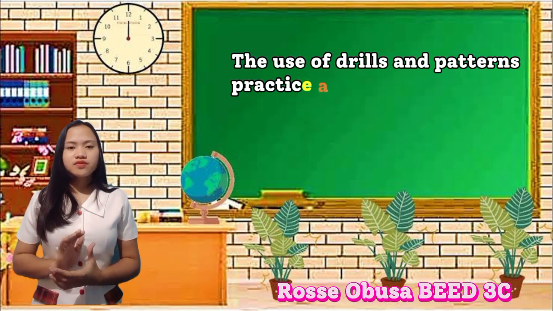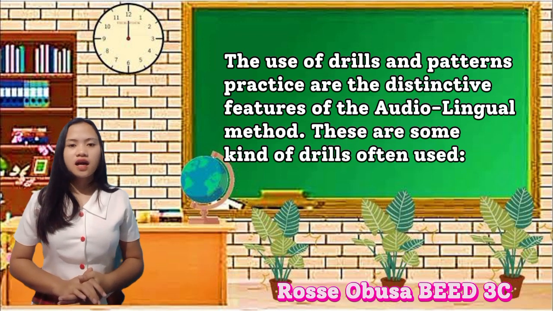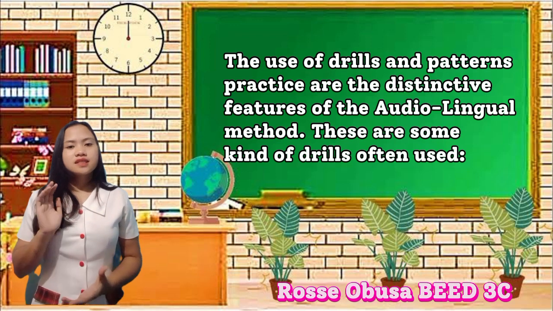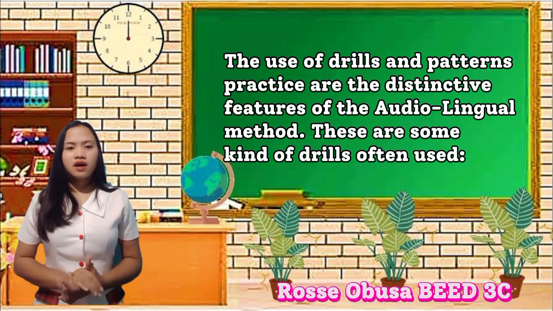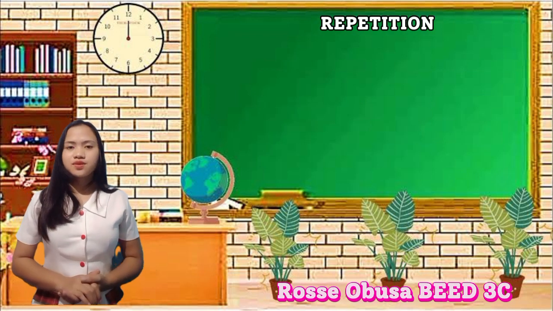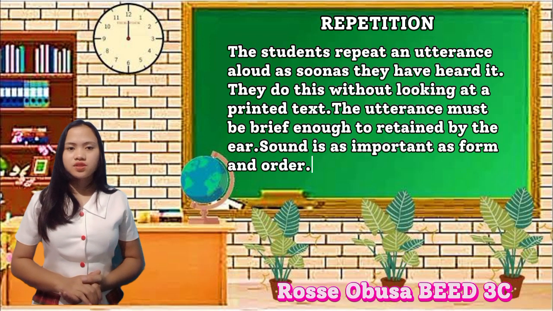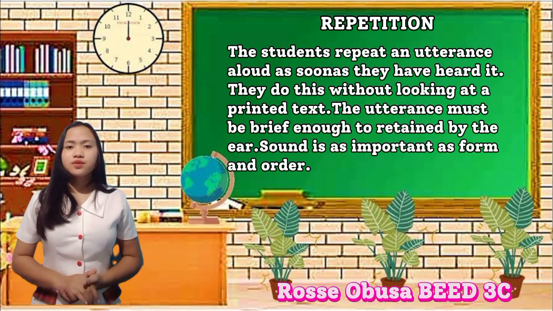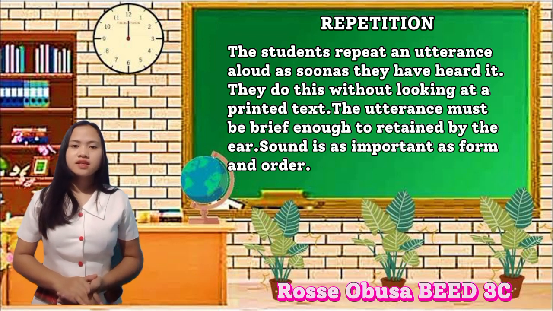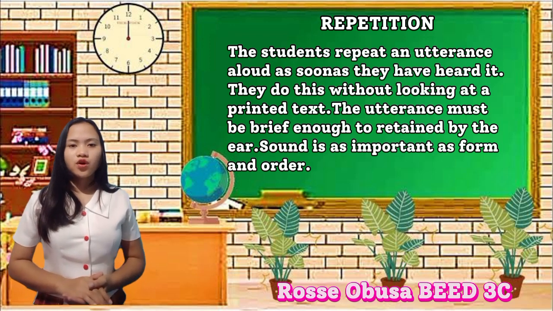Next, the use of drills and pattern practice are the distinctive features of the audio-lingual method. These are some of the drills often used. First is repetition. The students repeat an utterance aloud as soon as they have heard it. They do this without looking at the printed text. The utterance must be brief enough to retain by the ear. Sound is as important as form and order.